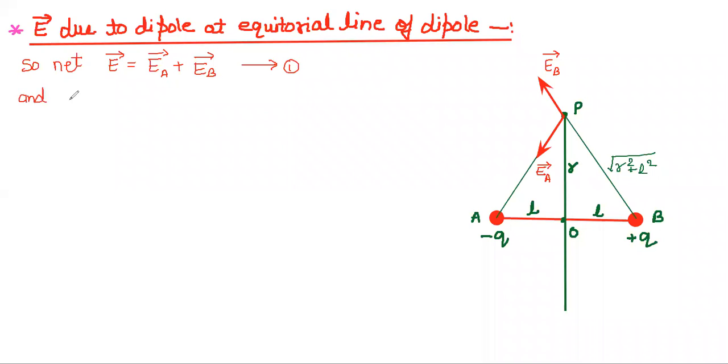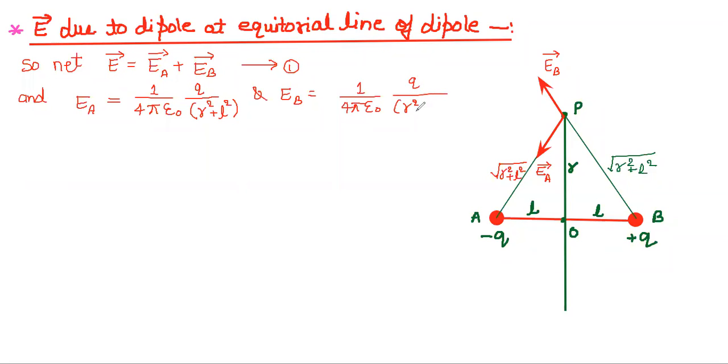And the magnitude of the EA vector, only magnitude, will be 1 upon 4 pi epsilon naught Q upon distance square. So the AP distance is under root R square plus L square. When we square it, the under root will be removed, and what remains is R square plus L square. And similarly the EB vector will be 1 upon 4 pi epsilon naught Q upon, again the same, R square plus L square.